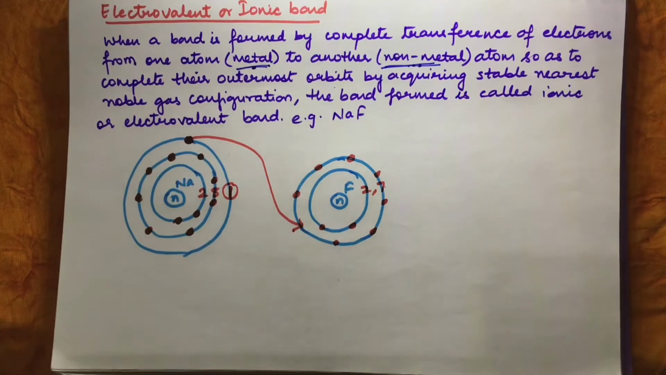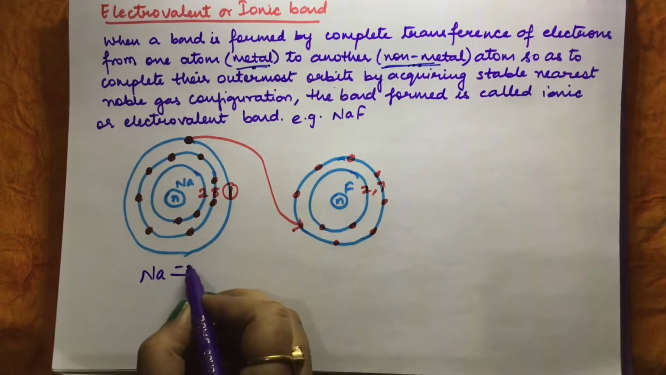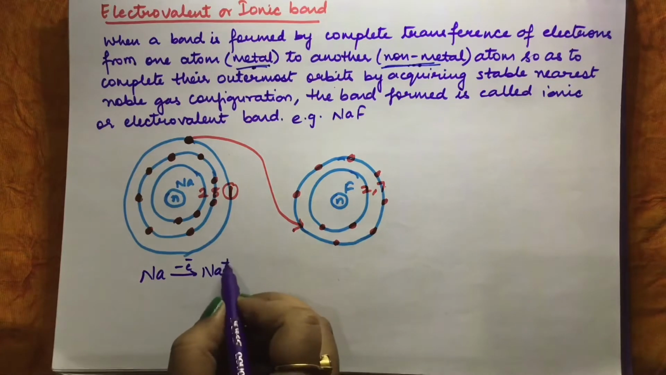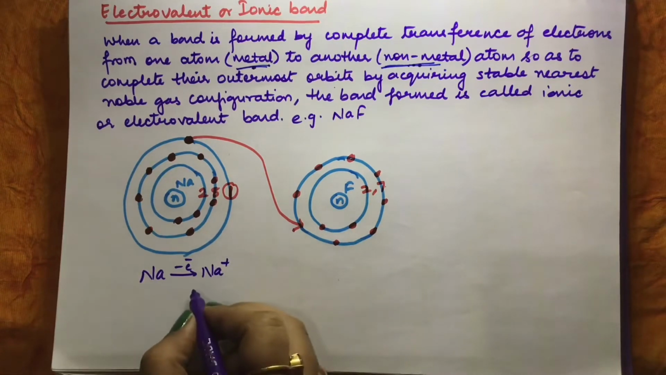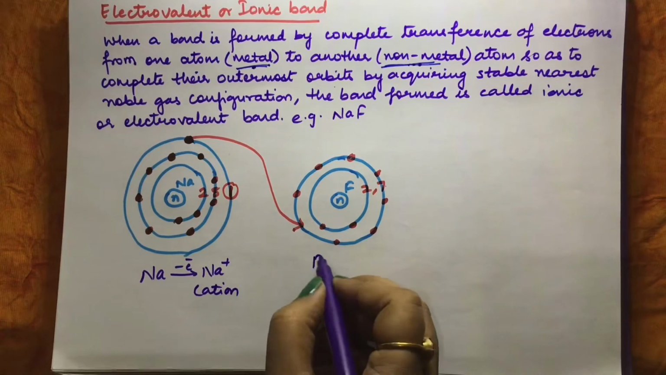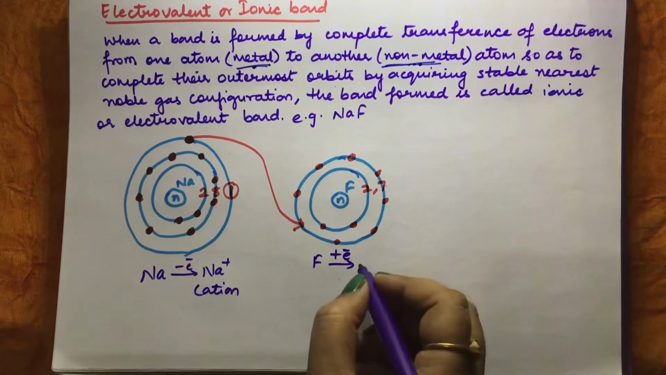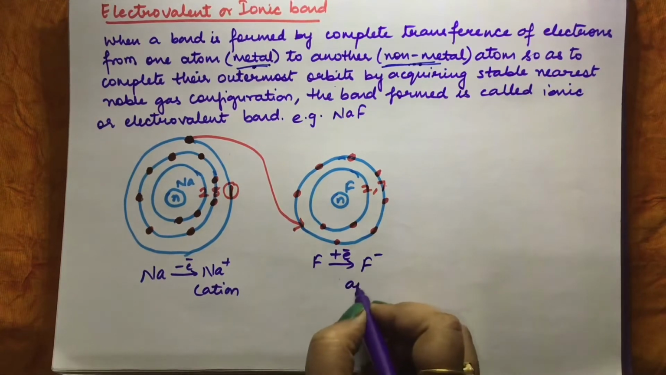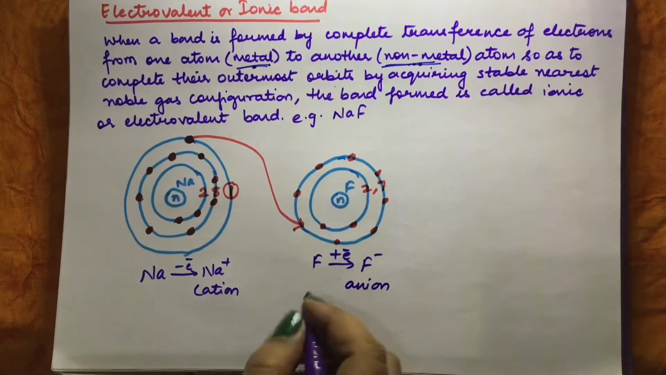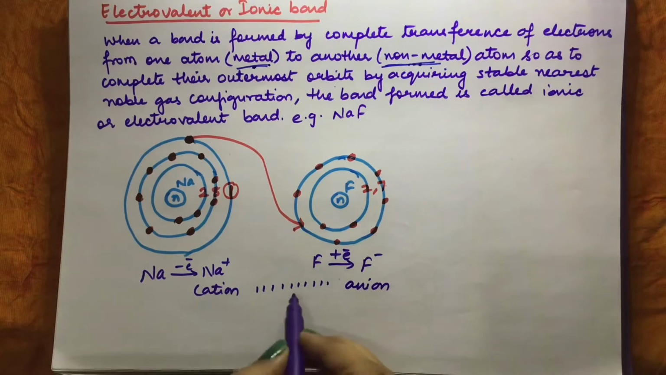Now in this process, when Na loses the electron, it will become a positively charged species, which is called a cation. Similarly, when fluorine acquires this electron, it will become F minus, which is an anion, and the force of attraction between this cation and anion is called an ionic bond.